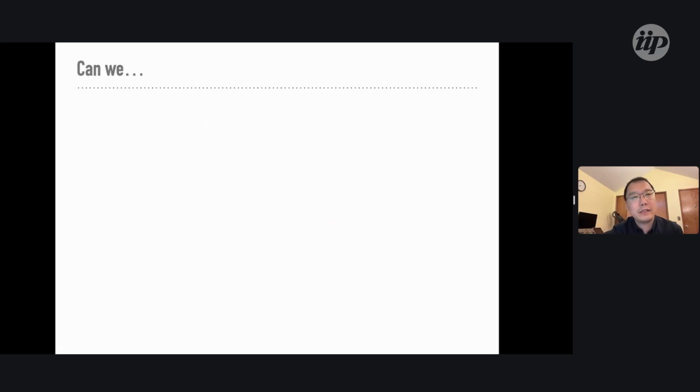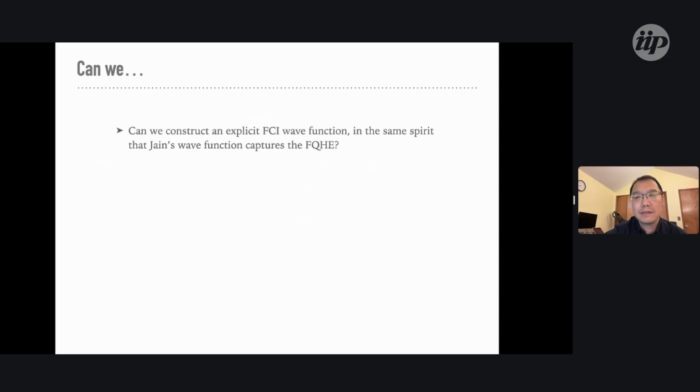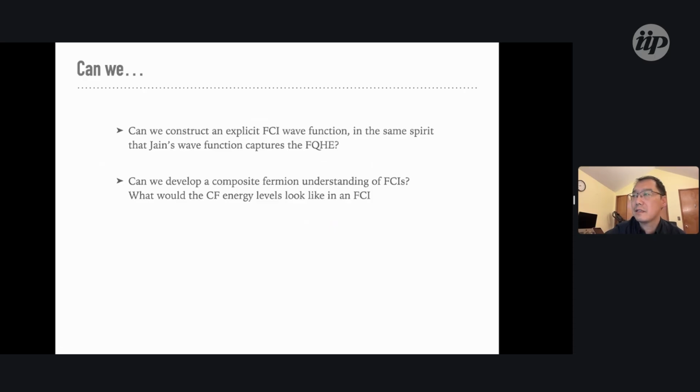So in general, I think you can ask the following questions. The first is that we know that the understanding of the fractional quantum Hall effect really comes from the wave function. So being able to write down the wave function would be considered some level of understanding. So can we write down an FCI wave function in the same spirit as the Jain wave function that captures the fractional quantum Hall effect? And can we develop a composite fermion understanding of fractional Chern insulators? For instance, what would the CF energy levels look like in an FCI?